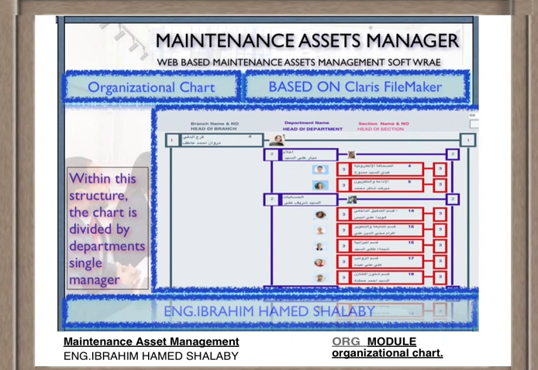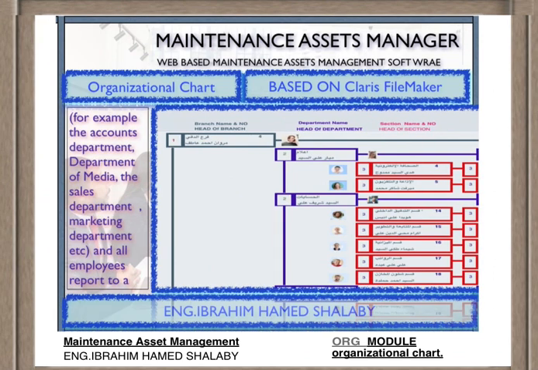Within the structure, the chart is divided by department, for example, the accounts department, department of media, the sales department, marketing department, etc., and all employees report to a single manager.